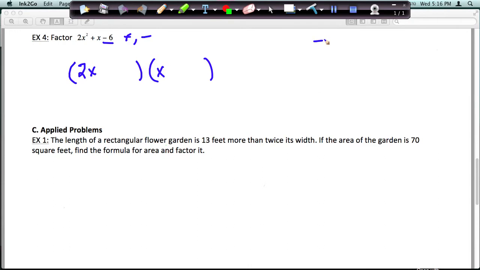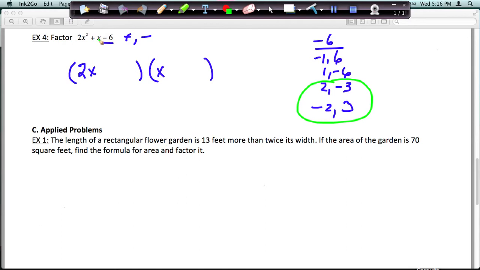So for negative 6, you have a lot of options. You have negative 1 and 6, or you could switch. And you have 2 and negative 3, or you could switch. So again, I would start probably with these first two here, especially because that number right there in front of the x is a 1. So I'm looking for a middle term of 1x, since that's such a small number.